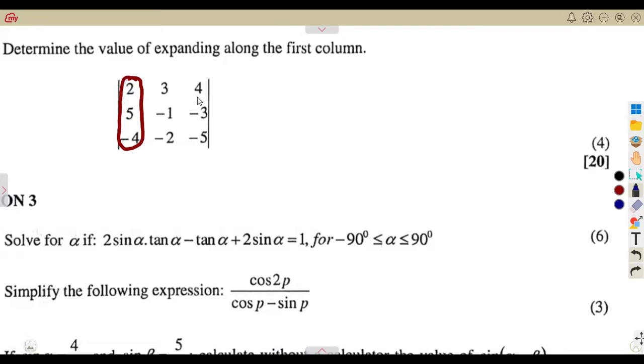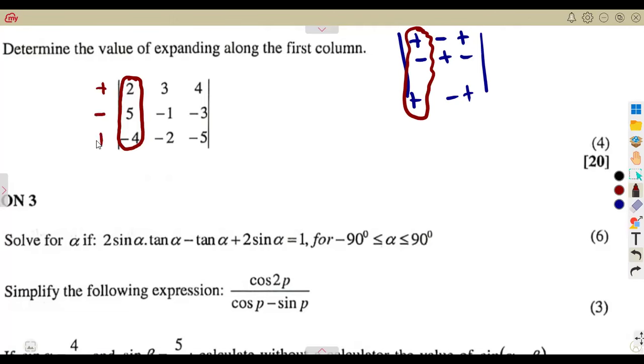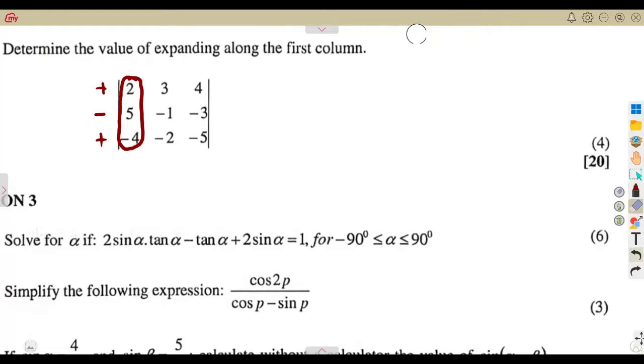Why is it important? Because we understand the signs, remember the determinant concept when you're presenting the signs: it's plus, minus, plus, minus, plus, minus, plus, minus, plus. So in the first column, the signs that we have are plus, minus, and plus. These are the signs that we are going to use in the first column. Okay, so let's expand and see what you're going to have.